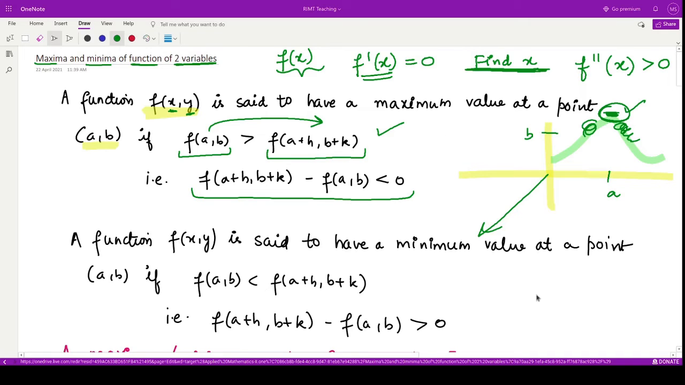Similarly for the minimum value, suppose you have something like this. At this particular area, the function's value at this point, say this point is a, b, would be less than the function's value at all other neighboring points. So in this case we have this condition. This is the definition for a function to be minimum or maximum. So this is very simple.